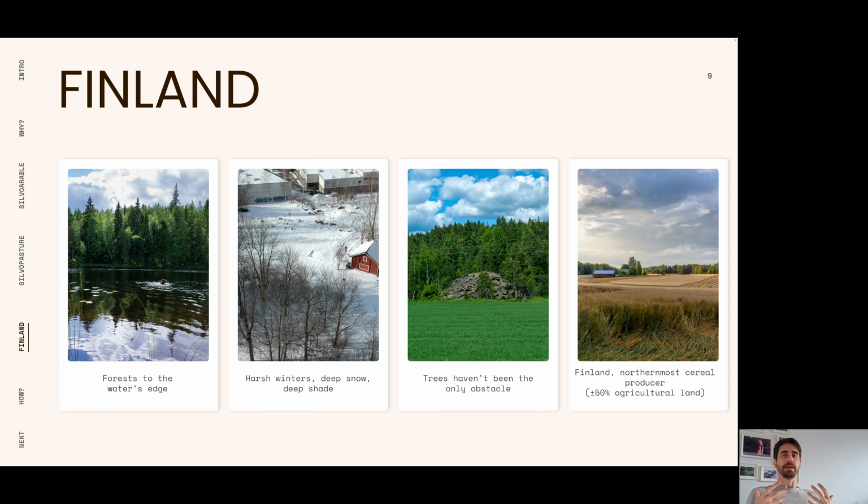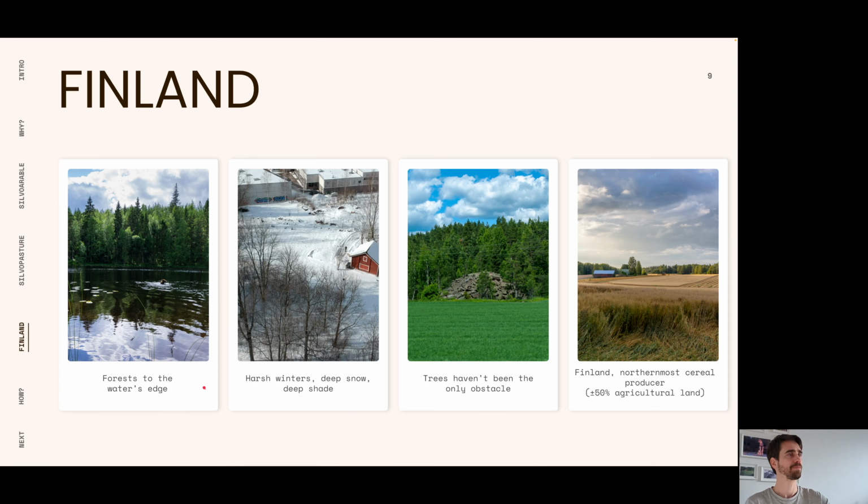So in your mind, you might be thinking, we already have a lot of trees here. Why would we want to do more? Well, hopefully the last few slides have illustrated some of the benefits that bringing trees into the landscape can bring for you and your farm and the environment. But let's look at some of these things that I see kind of holding things back sometimes in Finland.